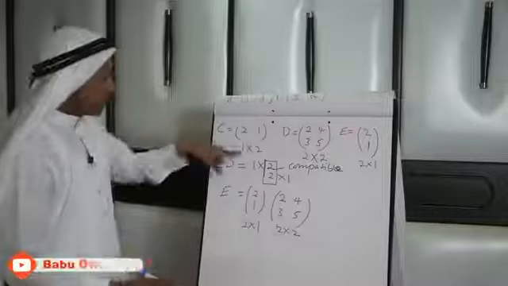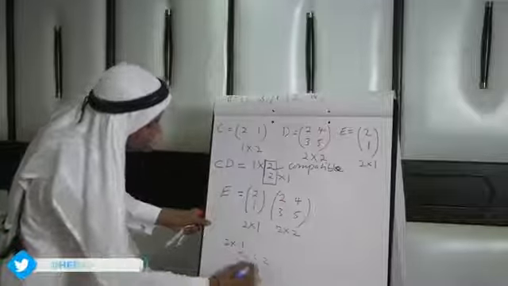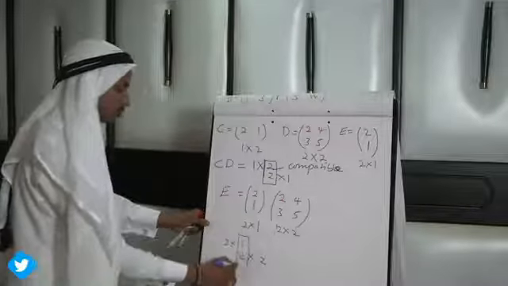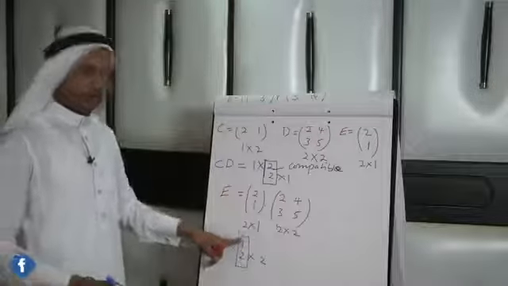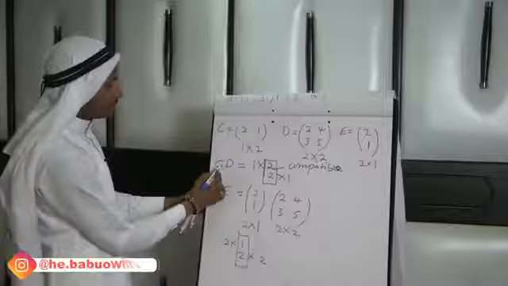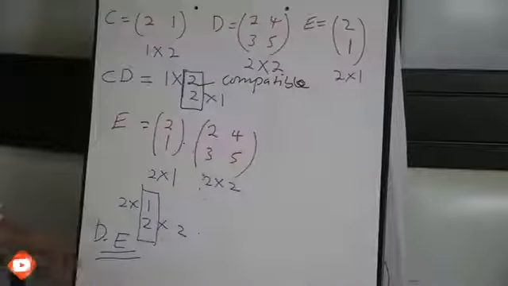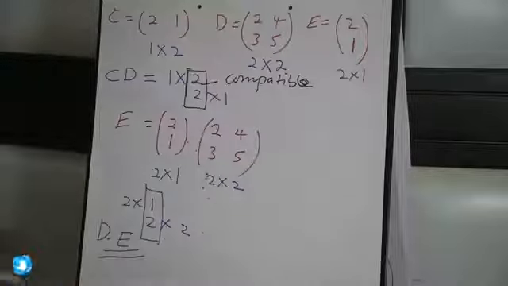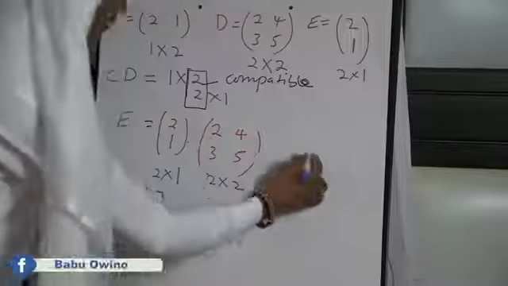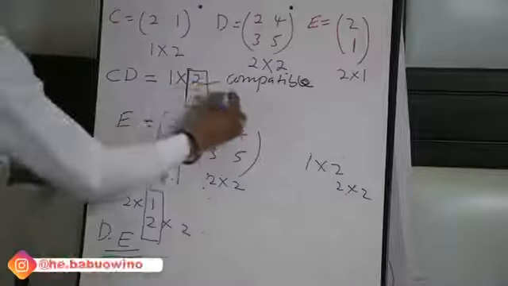So in such a situation, if you have a 2 by 1 matrix, you multiply by a 2 by 2 matrix, when you look at these two, they are conflicting. They are not rhyming. They are not compatible. Therefore, you cannot multiply these two matrices. Therefore, DE, you cannot multiply DE because they are not compatible. So the next one, let's say we have a 1 by 2 matrix and a 2 by 2 matrix.